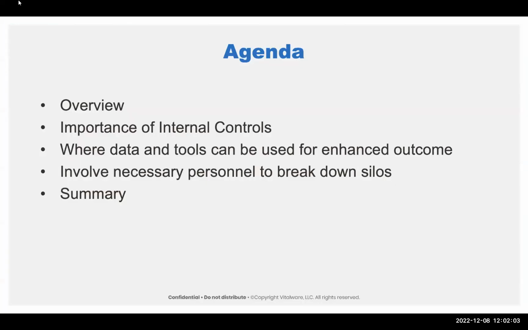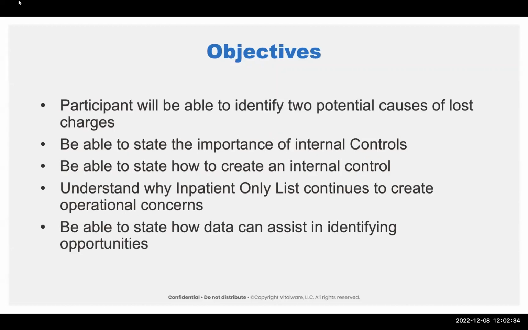So today's agenda is we'll go through the overview, the importance of internal controls. And we all know that hospitals have lived and continue to live in silos. So as an auditor, I look for internal controls. What is the control between point A and point B? And are we able to do that? And is it creating a problem? We're going to look at where data and tools can be used to enhance your outcome and break down those silos. Involve necessary personnel to break down the silos, and then the summary.